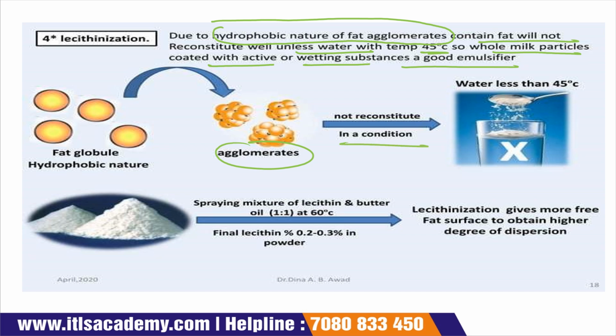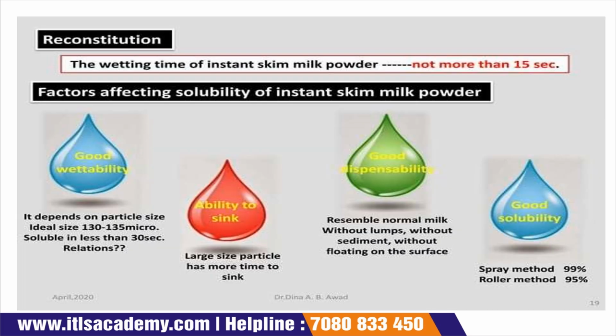So this is your powder sprayed with a mixture of lecithin and butter at 60 degrees Celsius. Final lecithin is around 0.2 to 0.3% in the powder. Now lecithinization gives more free fat surfaces so that it obtains a higher degree of dispersion. Now the next is your reconstitution. The wetting time of instant skim milk powder is not more than 15 seconds.